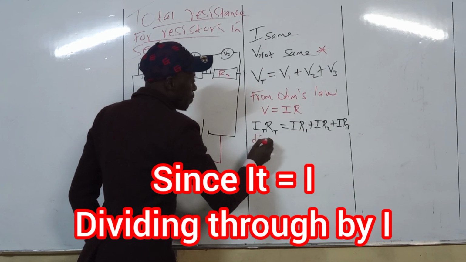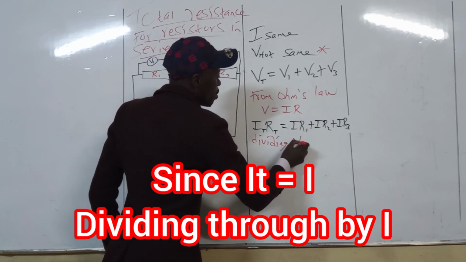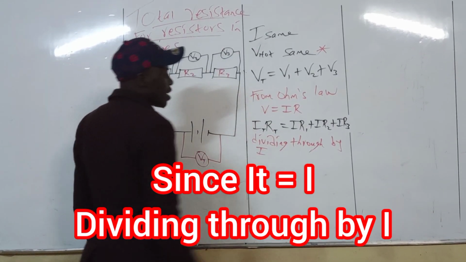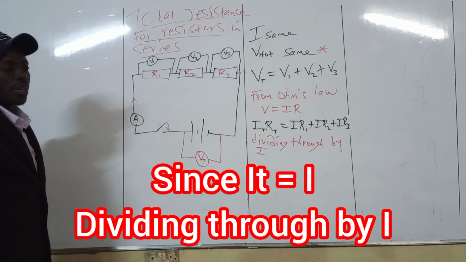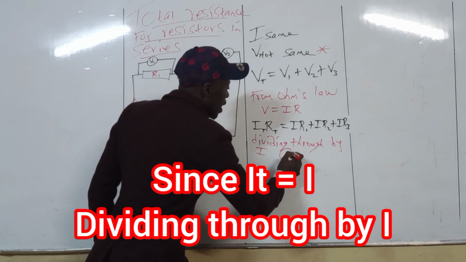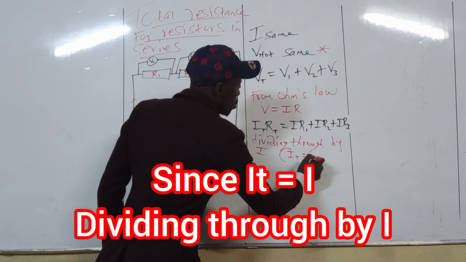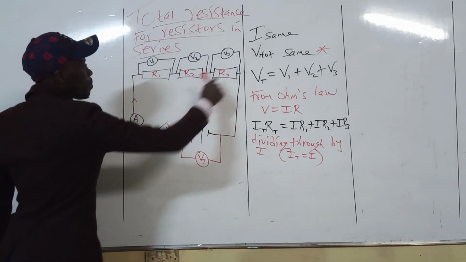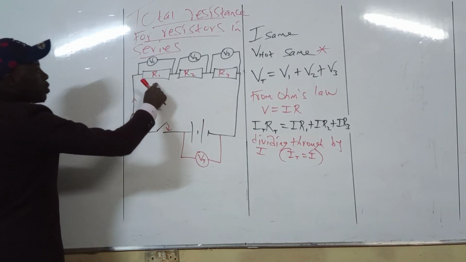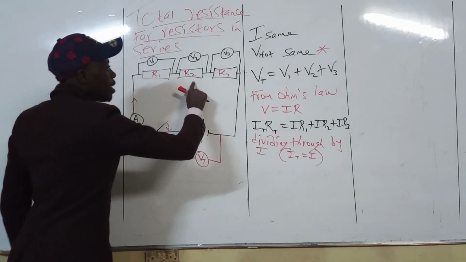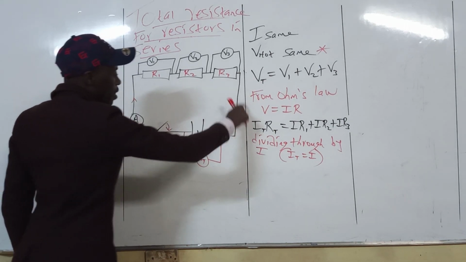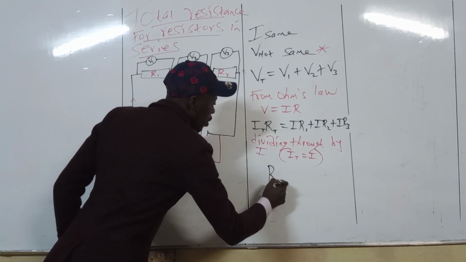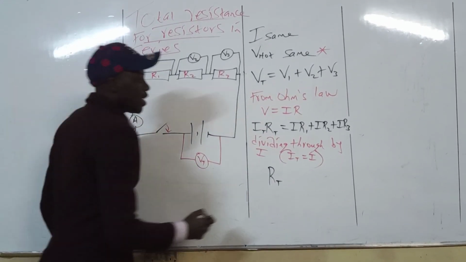So dividing through by current I, since we all know total current is equal to the current. In other words, the total current through the circuit is the one that will pass through resistor 1, the same current through resistor 2, through resistor 3, and back. So it will pass there as the total current. That means IT, the total current, is the same as the current we have here.